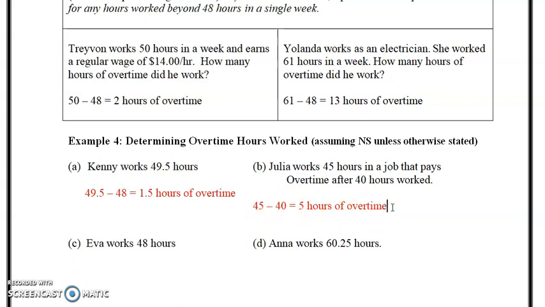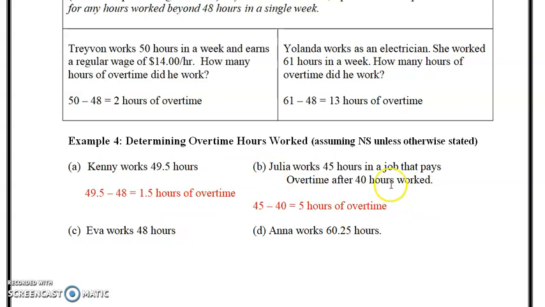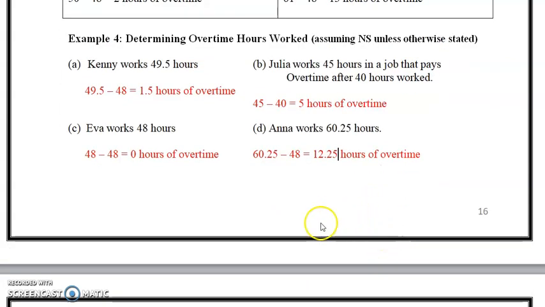Okay. So again, unless otherwise stated, then you will use the 48, right? Next one's 48 minus 48, so that's obviously 0 hours of overtime, right? And the next one, 60.25 minus 48 would be 12.25 hours of overtime. Okay?